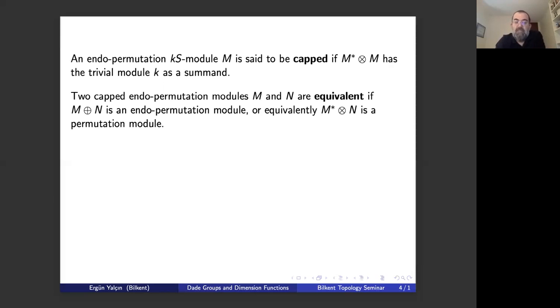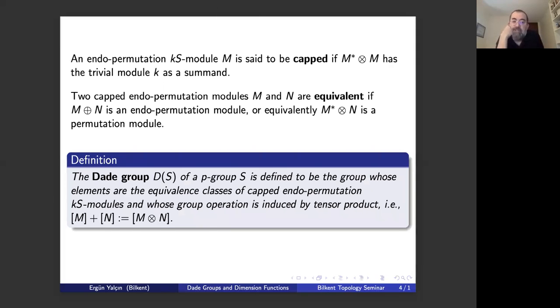So basically, with tensoring, they should be dual to each other in some way. So the Dade group of a p-group is defined as the equivalence classes of capped endo-permutation kS-modules, these capped ones, and the operation is the tensor product. From the definition, you can tell that if you tensor two endo-permutation modules, they still will be endo-permutation. So that defines the abelian group operation.